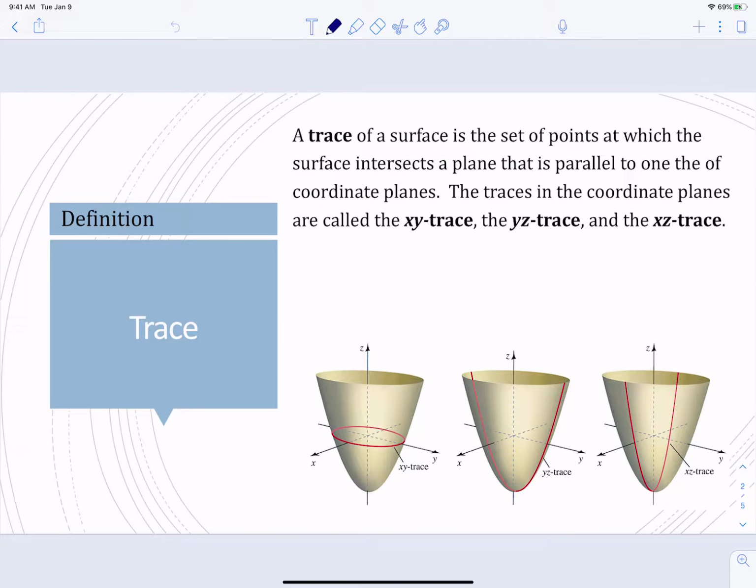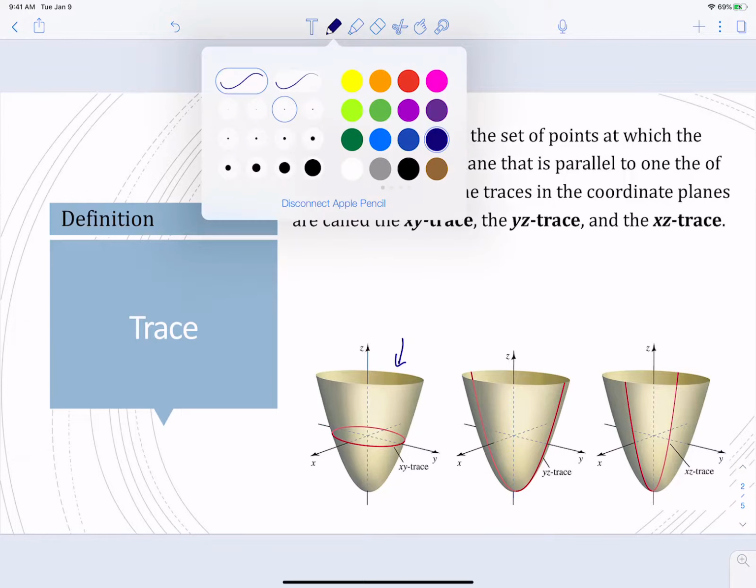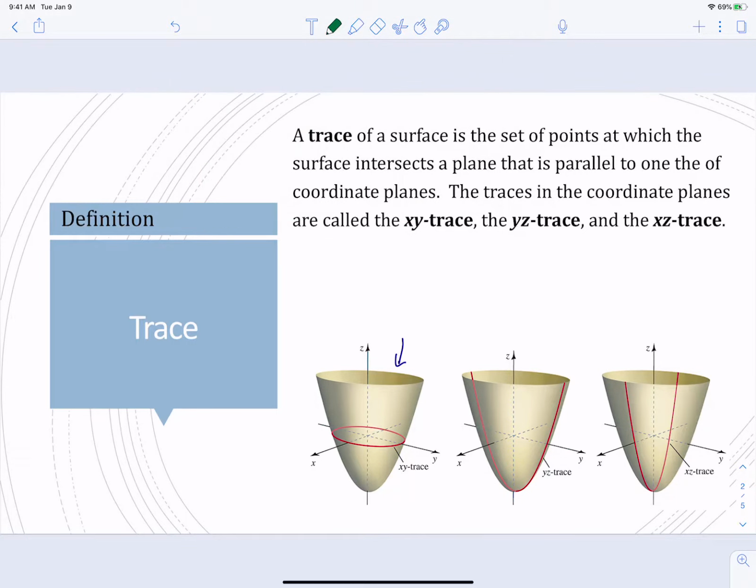So first off, let's talk about a trace, because we know what intercepts are, and intercepts are what you think they are. So that definition hasn't changed. A trace of a surface is a set of points at which the surface intersects a plane that is parallel to one of our coordinate planes. Essentially, we are taking our shape, and we've got a picture of a shape right here. It's a paraboloid shape, which is a nice shape to start with and think about.